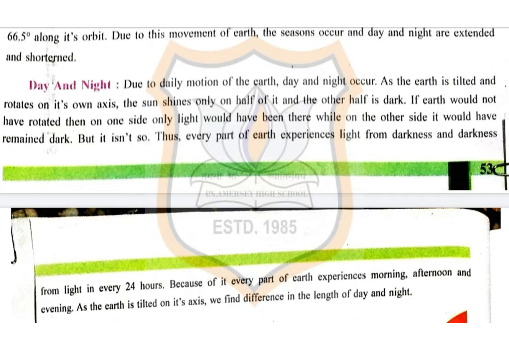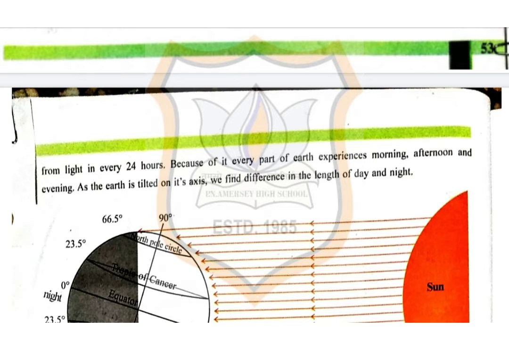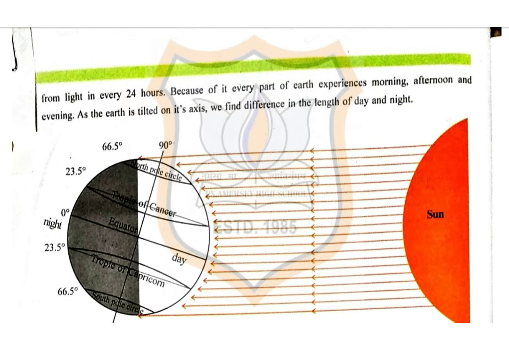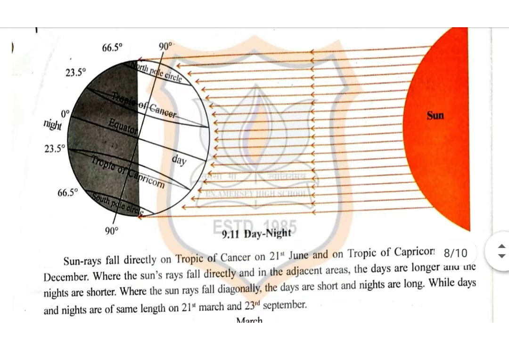But it isn't so. Thus, every part of Earth experiences light after darkness and darkness after light every 24 hours. Because of it, every part of Earth experiences morning, afternoon, and evening. As the Earth is tilted on its axis, we find a difference in the length of day and night. Children, you can see the picture of day and night.